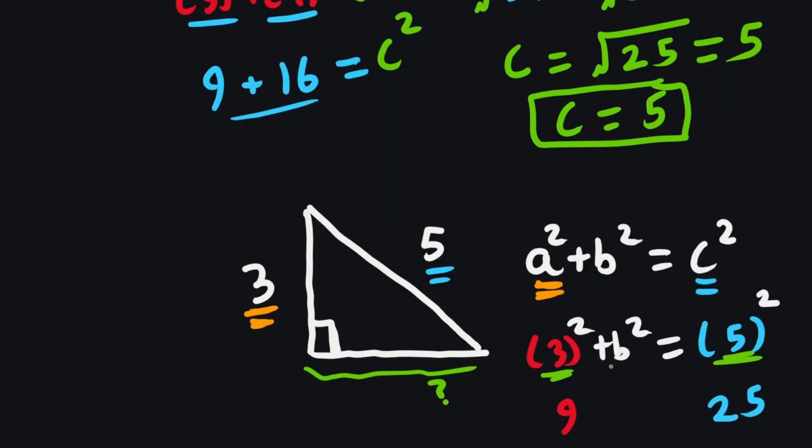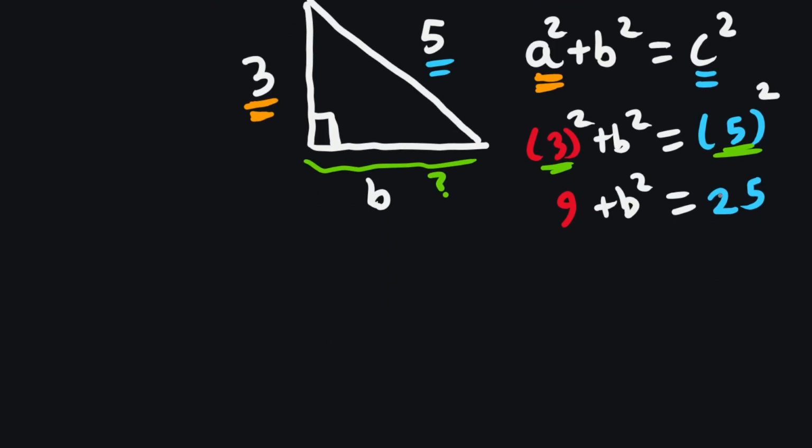Let's write down everything else. So plus b squared equals. So b is what we're trying to solve. So this question mark right here, that is b. That is what we're trying to solve. So let's go ahead and isolate b. So we have a plus 9 on this side. We're going to subtract 9 from both sides. So that will cancel. Therefore, b squared equals 25 minus 9.